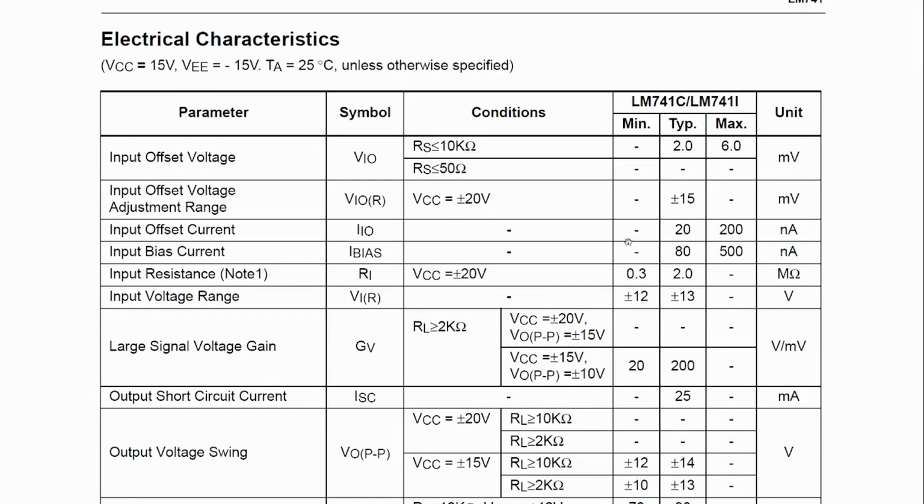electrical characteristics. The things we are looking at in this slide, we will also use to see how we can solve problems for these parameters. Now you have the parameters input offset voltage, input offset voltage adjustment range, input offset current, and input bias current. We have seen these, and we have also seen problems using input offset current, input bias current and input offset voltage. Then there is input resistance, followed by input voltage range, large signal voltage gain, output short circuit current, and output voltage swing. So many parameters are there.